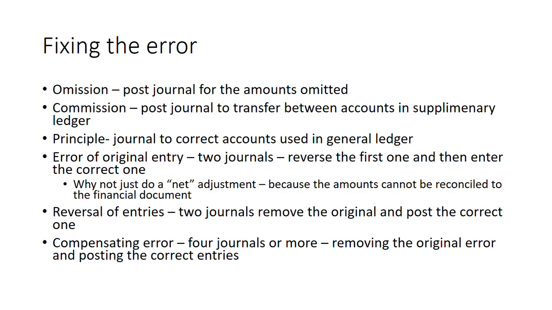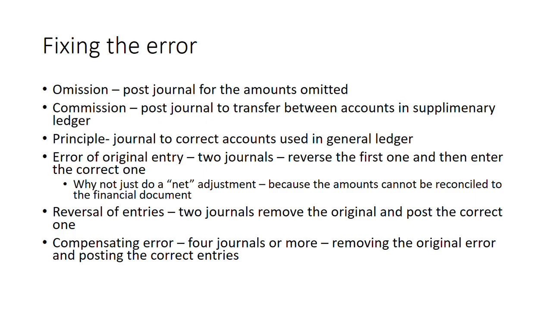Again, you're asking why not just post one journal, which is twice the amount of the original one, on the opposite side. And again, the answer is you will not have then an entry within the general ledger that will correspond back to the financial document. So the first entry is removed, the second one is then put in, and the financial document then is compared to the second entry.